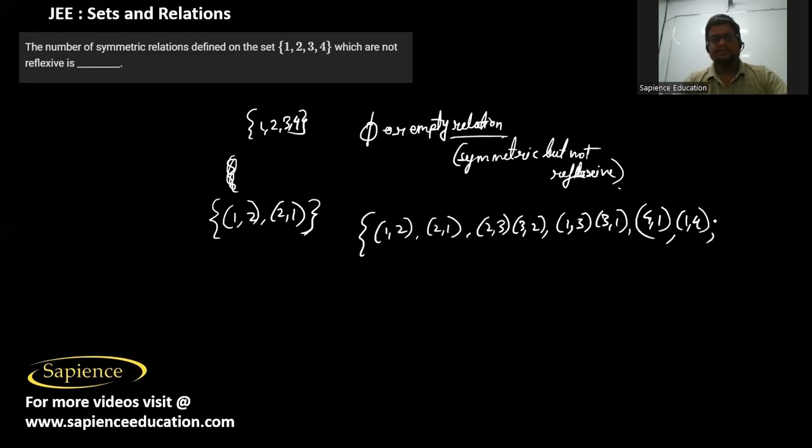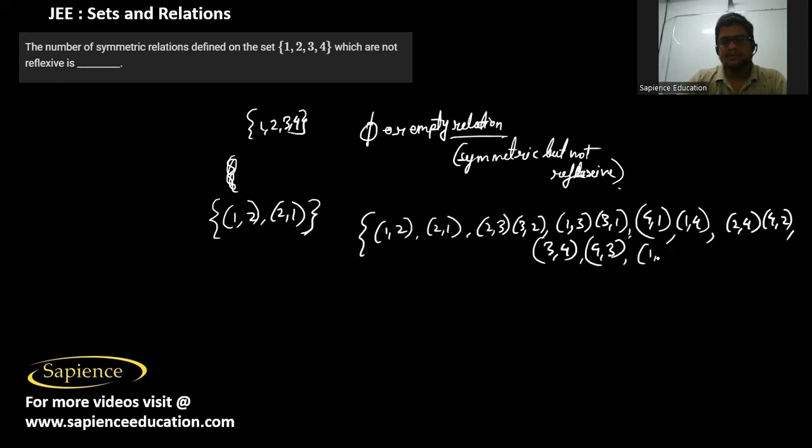And we can take 2 comma 3, 3 comma 2, and then we can take 2 comma 4 and 4 comma 2. Then we can take 3 comma 4 and 4 comma 3. And then we can take 1 comma 1, 2 comma 2, 3 comma 3, 4 comma 4. If we take these, then it will be reflexive also and symmetric also.